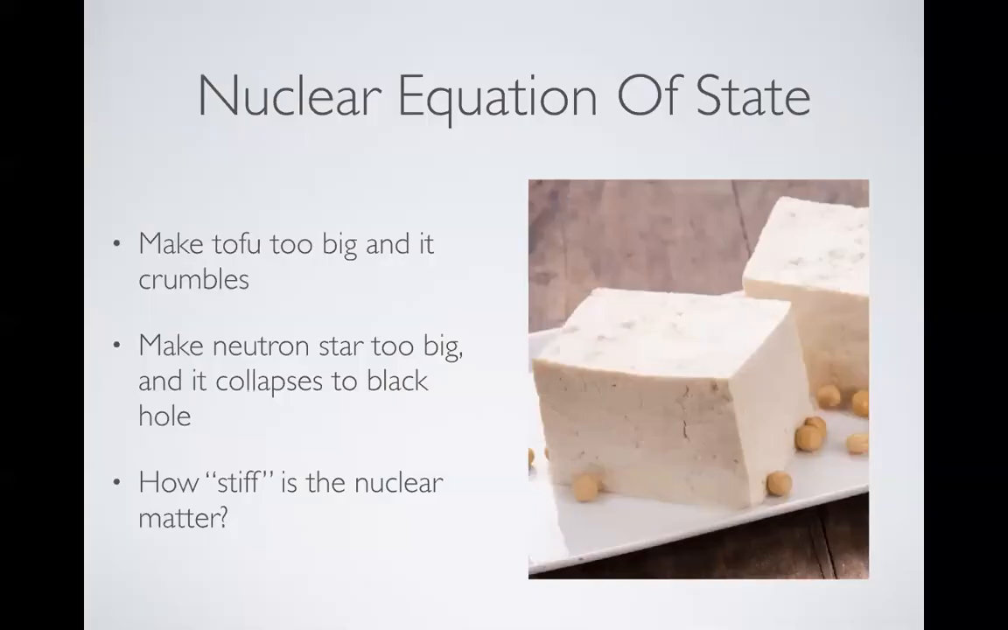What we need to know is what's called the equation of state. The equation of state that we all know about is the ideal gas law, right? So basically the ideal gas law tells us, if we know the temperature and pressure, how much volume would we have, right? So we want to know a similar thing about nuclear matter. If we have a certain temperature and pressure, what volume would that star exist in?